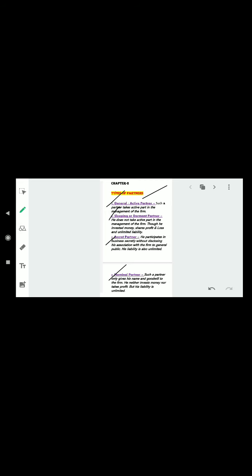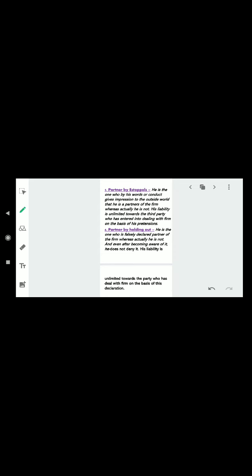A nominal partner is liable to those third parties who give credit to the firm on the assumption of that person being a partner in the firm. Then we have partners by estoppel. He is the one who by his words or conduct gives impression to the outside world that he is a partner of the firm, whereas actually he is not. His liability is unlimited towards the third party who has entered into dealing with the firm on the basis of pretensions.